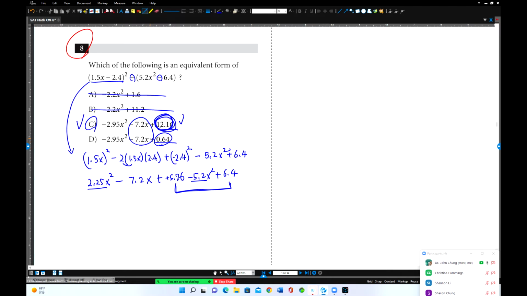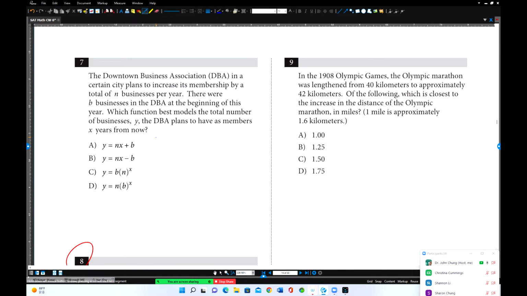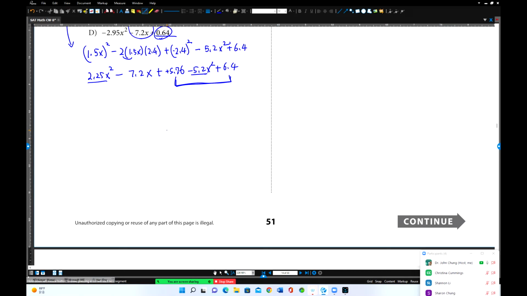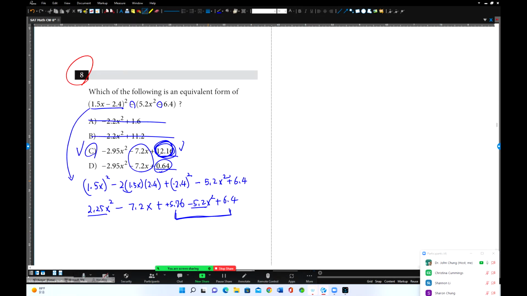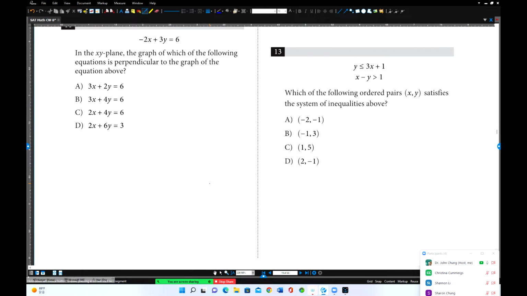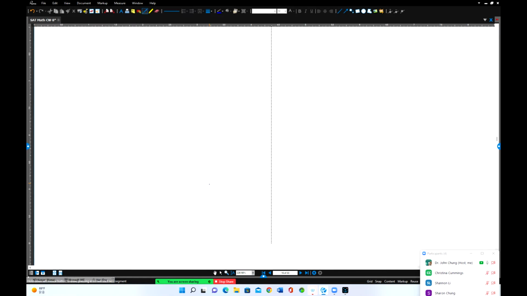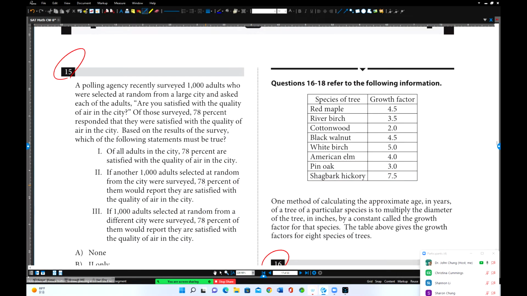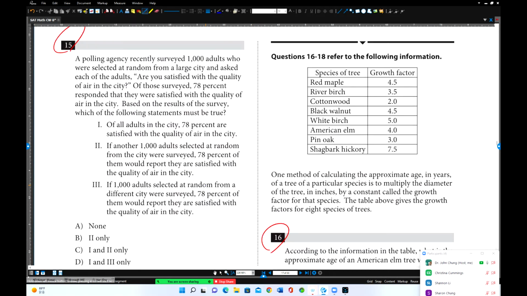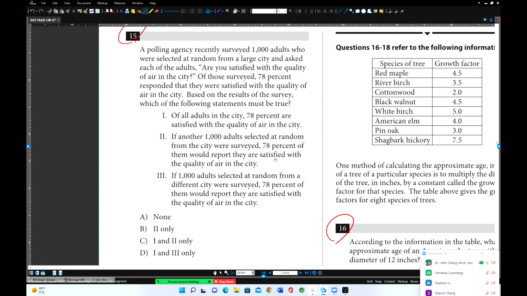Now move on to number 15, okay? Just give me 1 second. This is recording, right? Okay, let me check. Okay, it's recording. There is 15. Yes, this is 15. Okay.